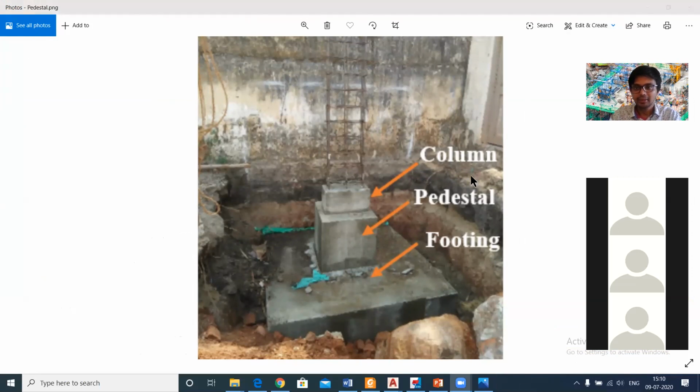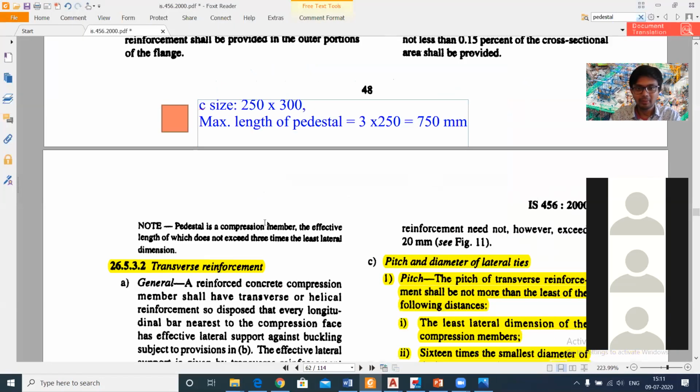900. So this is the correct answer. It is as if 300 into 400, so the least lateral dimension is 300. So the right answer is 900. If it is more than 900, then it is not a pedestal. If the length is less than or up to 900, then it is a pedestal. So this is the practical definition of a pedestal.